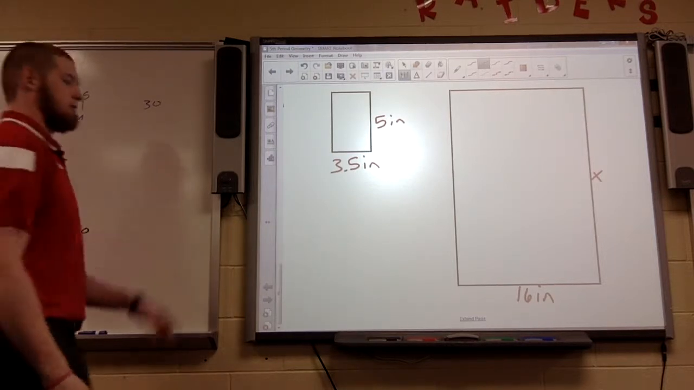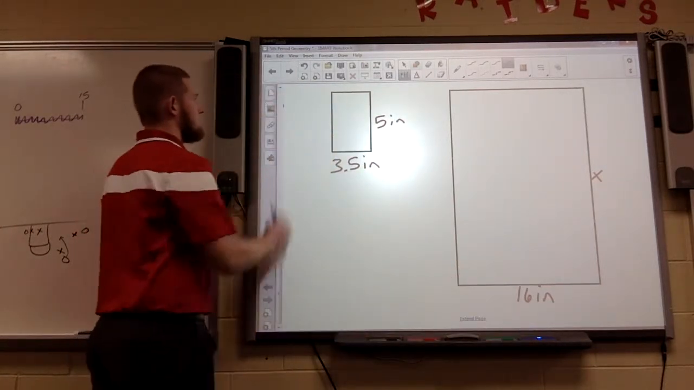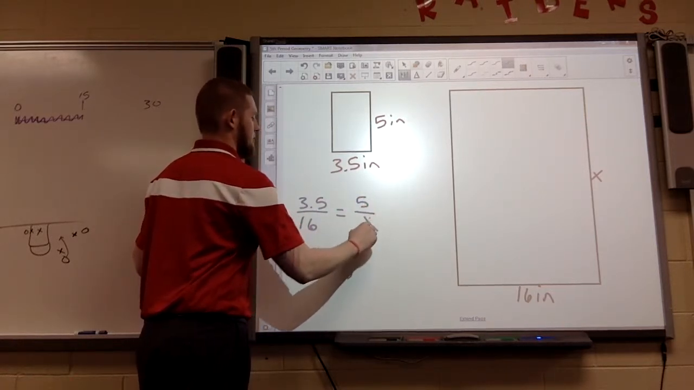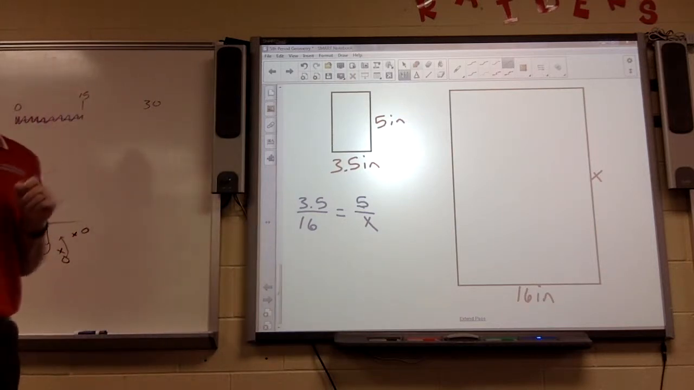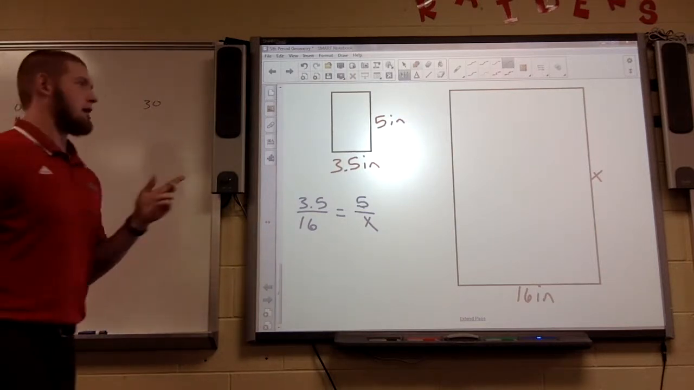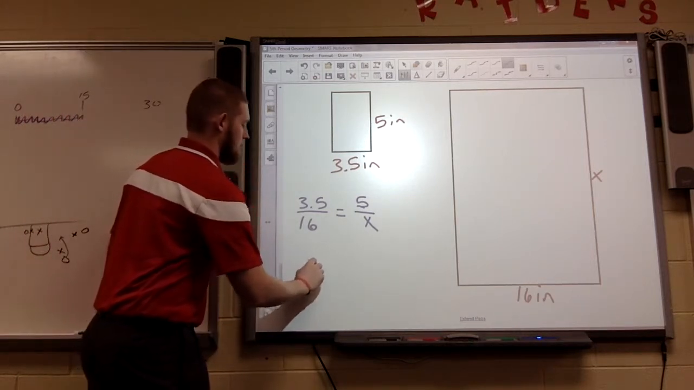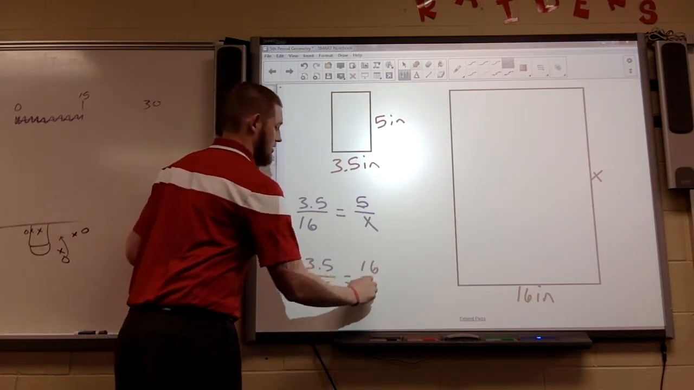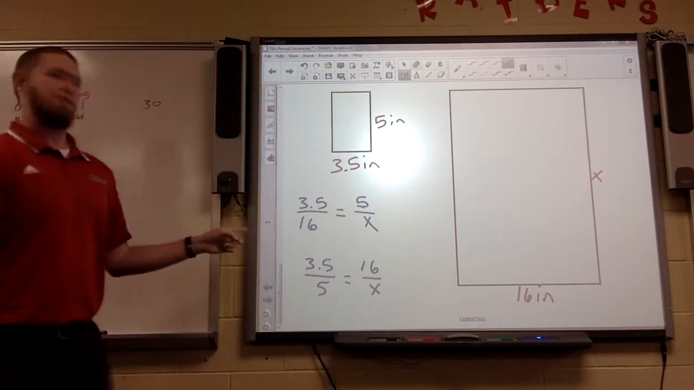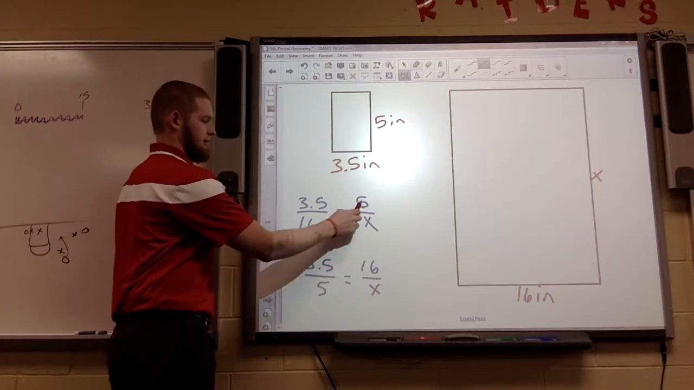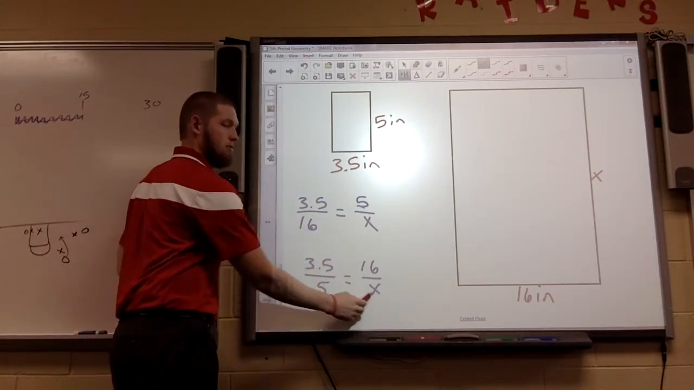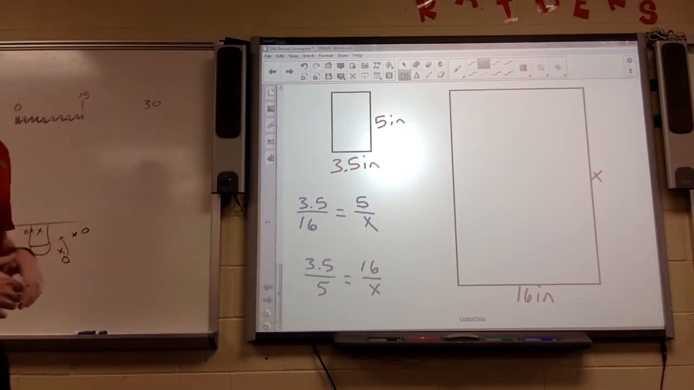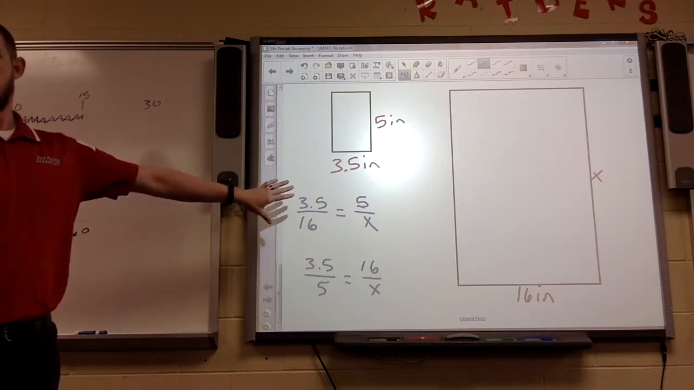Set up a proportion. Set one up for me, Sean. 3.5 over 16 equals 5 over x. Good. Would anybody else have set it up differently? There's about 4 ways you could set this up. You could have switched both of them. Could I have done this? Yes, 3.5 over 5 equals 16 over x. Notice, even if I do it this way, I'm still multiplying 16 and 5, and 3.5 and x. And we had that property, so we could switch them. Good. No matter what, either one of these is going to come out to the same answer. Just keep that in mind.